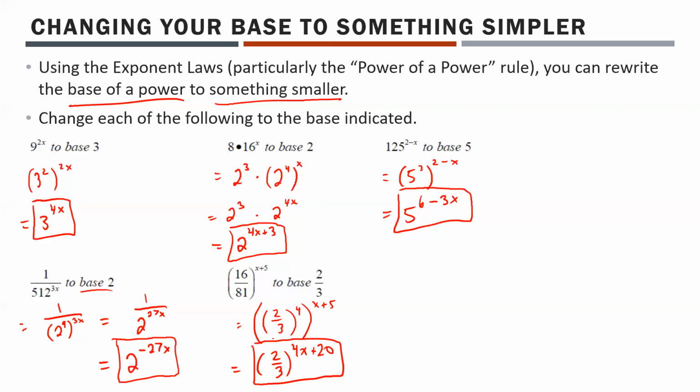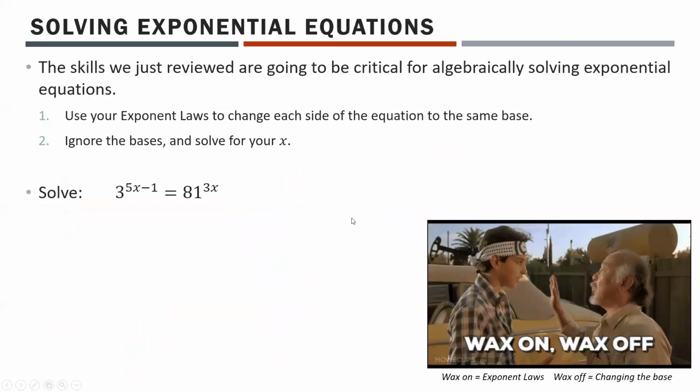Now that might have seemed like we did nothing at all there, that we were just doing some math tricks and stuff, but there was a method behind my madness here. We are going to have to use this in order to solve exponential equations. So the skills we just reviewed are going to be critical for algebraically solving exponential equations. Here's how you can go about doing it. Use your exponent laws. First things first, use your exponent laws to change each side of the equation, the left side and the right side, to have the same base. Then step 2, ignore those bases altogether and just solve for your x. So in other words, just solve the exponents that are left, okay?